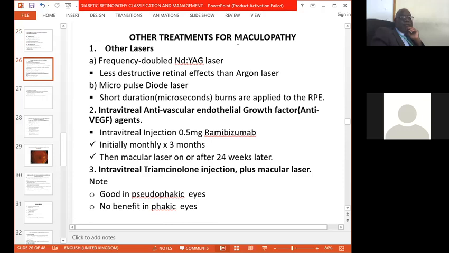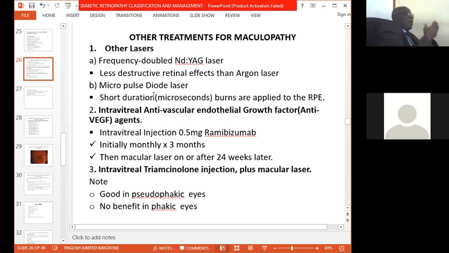Other treatments for maculopathy, other lasers: frequency doubled Nd:YAG laser, with less destructive retinal effects than argon laser. Although they say less destructive, in a place like Zambia, what would matter is, do you have this type of laser? It's not something you can acquire tomorrow.